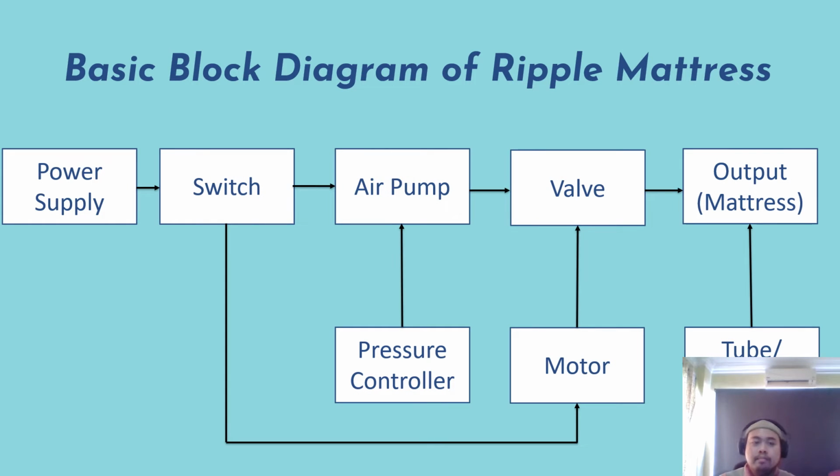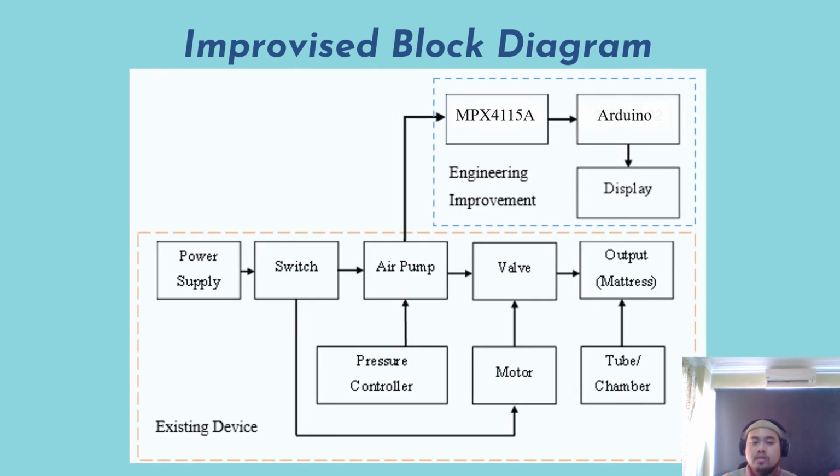This is the very basic block diagram of a Ripple mattress. So this is the improvised block diagram, which we can see on the upper right part. We use a sensor called MPX4115A connected to an Arduino, and the Arduino will show the display.